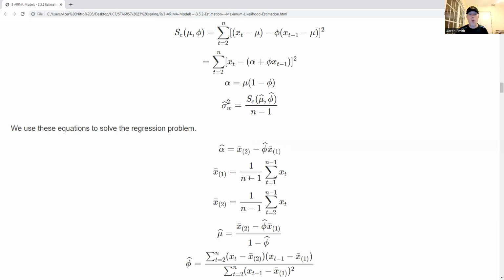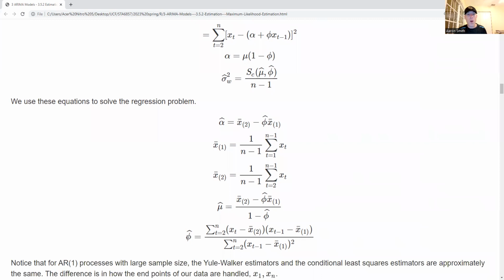And then x sub 1, I'm just taking an average using all the data points. X sub 2, I'm using an average with all but the first data point. And then I'm just working through those details. And now I have an estimate of phi hat, and I have an estimate of mu hat.